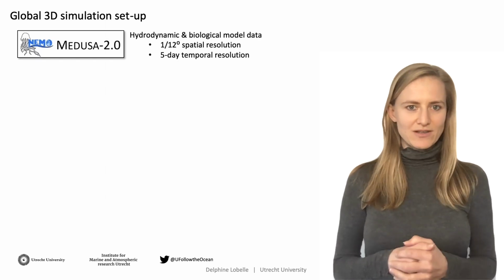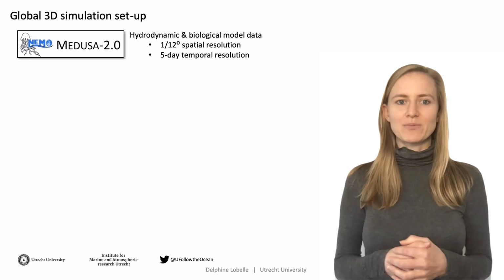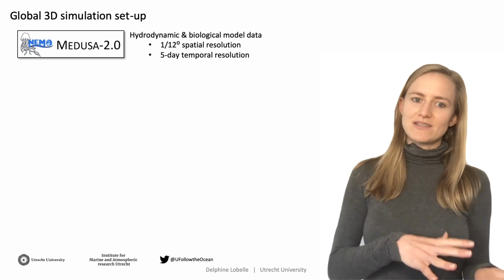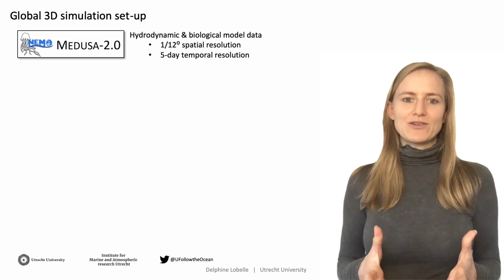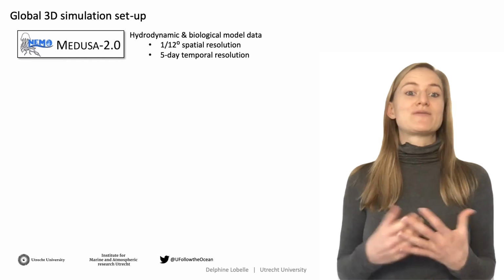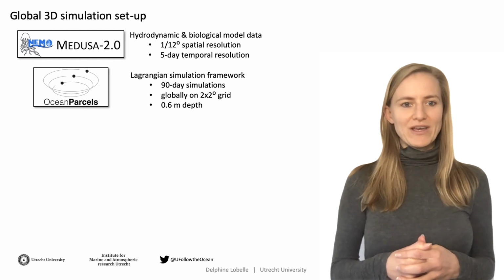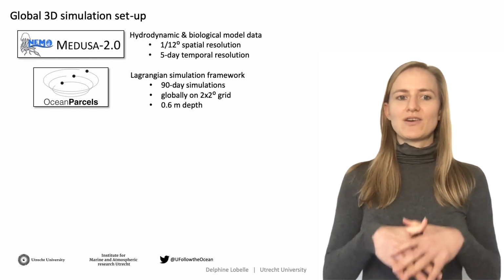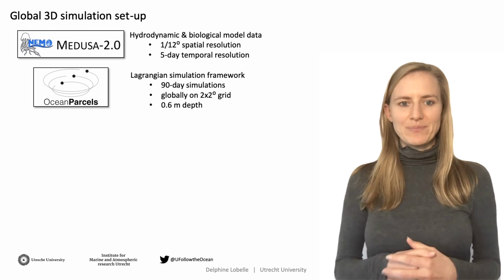So how are the simulations set up? Well, the Nemo Medusa 2.0 ocean general circulation model is used for the hydrodynamic profiles and the biological data, such as the phytoplankton, which is converted to the algal concentration. The output data are on a 1/12 degree horizontal resolution and available as 5-day averages. The Ocean Parcels Lagrangian simulation framework is used to run 90-day simulations where particles are released once on a 2x2 degree global grid and at a 0.6 meter depth.